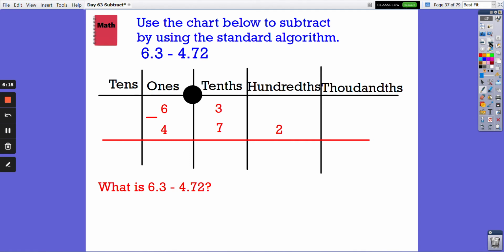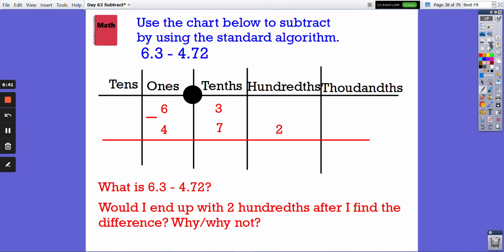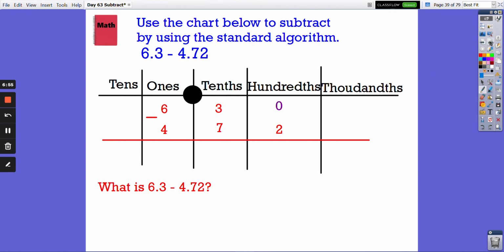Okay, now here's where that thing that I said was important. 2 subtracted from nothing. Well, if I have nothing, I can't give you 2 of anything. So we're going to have to regroup. In the meantime, it's important for us to put that annex 0, a digit, in each place value that the other digits are. Would I end up with 2 hundredths after I find the difference? No. If I take 2 away from nothing, I can't give you 2 M&Ms if I don't have any to start off with. So we need something to start off with, and we're going to need to borrow or regroup.